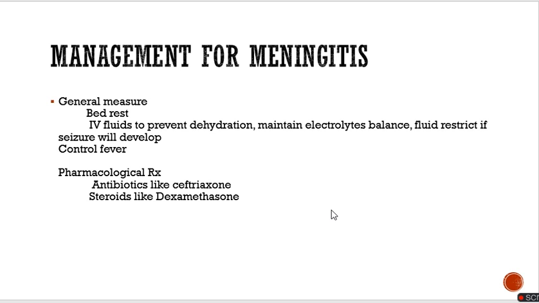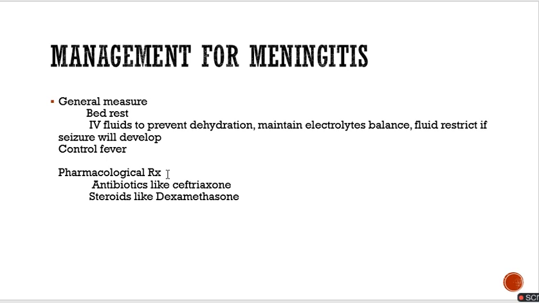Now, what is the management of meningitis? First of all, there is general measures, then there is pharmacological treatment. In the general measures, first of all we give bed rest, then IV fluid to prevent dehydration and maintain electrolyte balance, because sodium and potassium are very important for CSF as well. We apply fluid restriction if seizures develop, because sometimes meningitis can induce seizures. And then we control the fever, because in meningitis there will be high-grade fever.